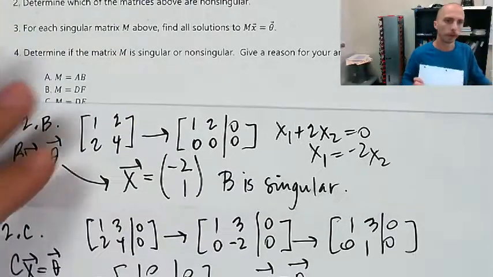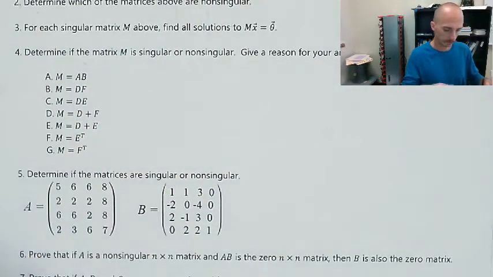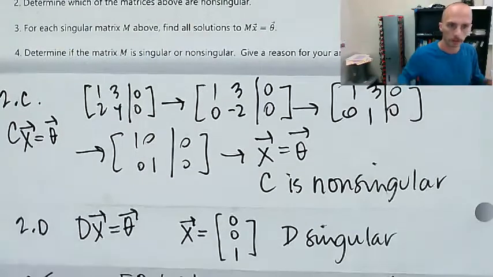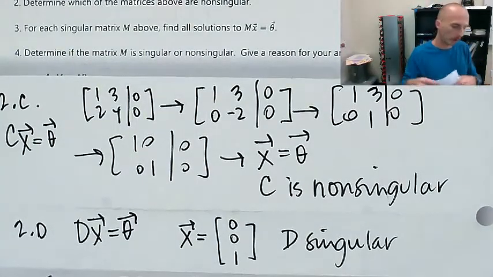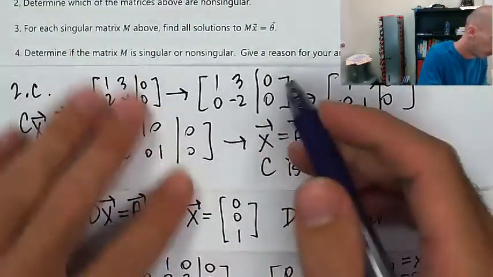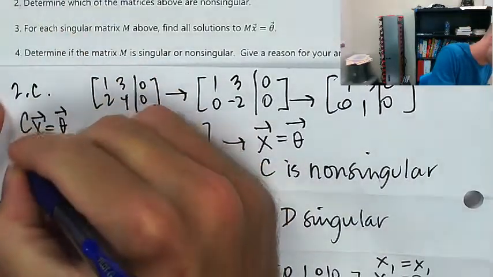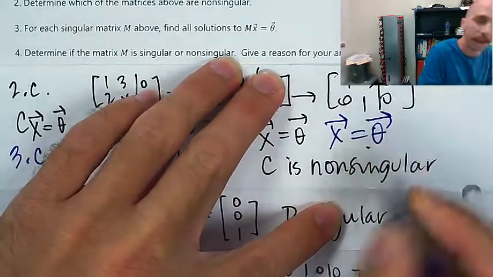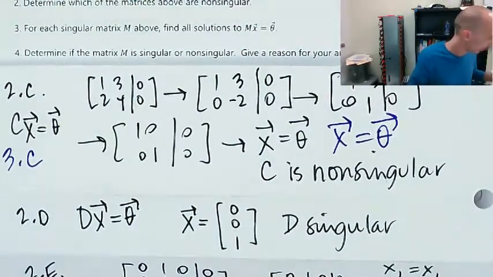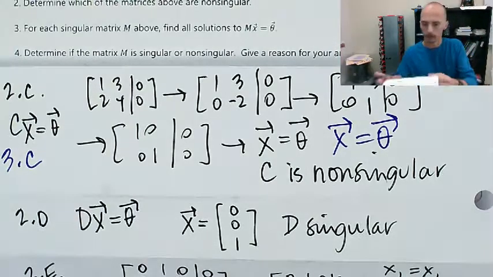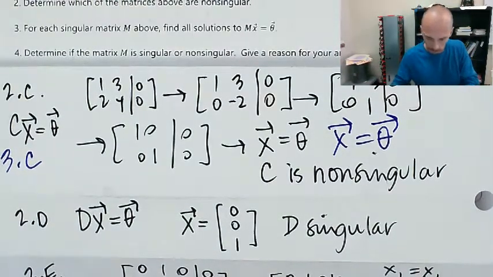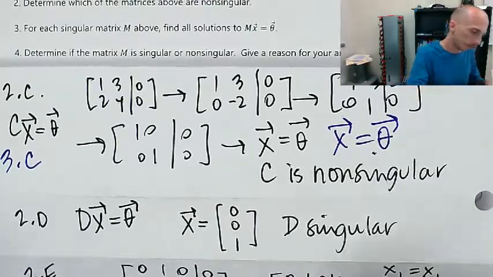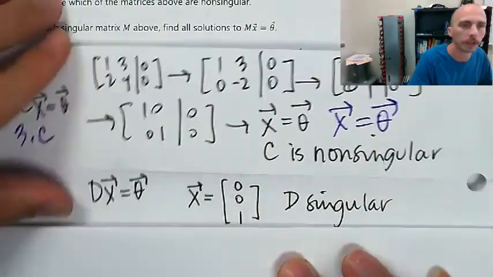Okay. For 3C, a lot of folded paper here. What I'm going to say is, if C is non-singular, then the only solution is x equals the 0 vector. That's the full solution set. Okay, so that wasn't all that exciting, but we've got quite a few singular matrices in this set. So yeah, Dx equals 0, x equals 0, 0, 1, so D is singular.